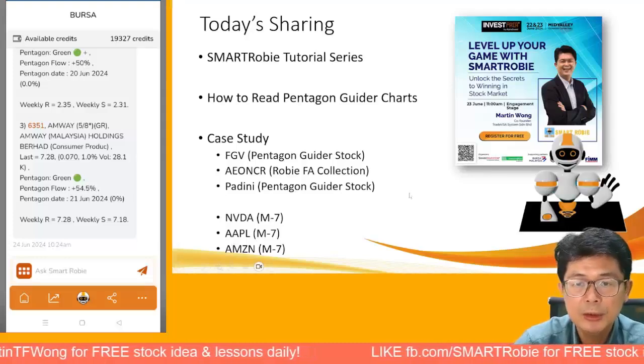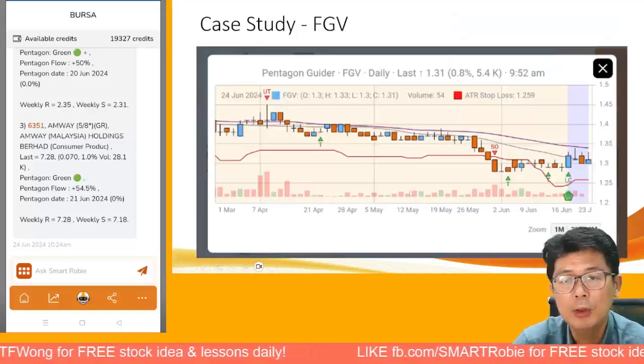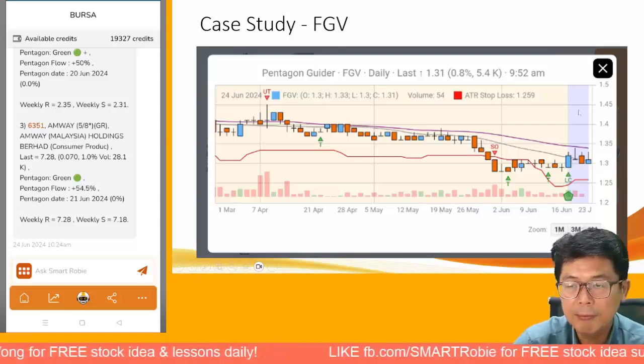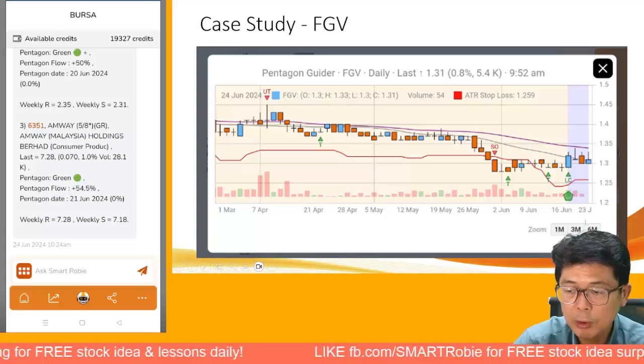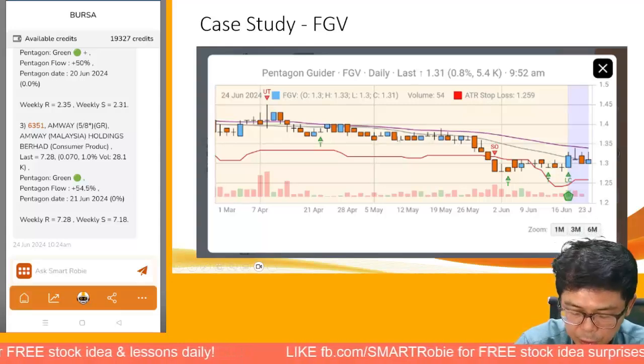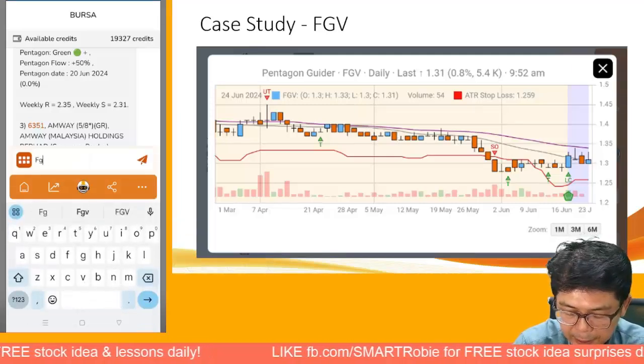So let's look into the chart reading side. We're going to help you. As you can see, we have FGV at the point that we have here, and just below here you have the 1 month, 3 month and 6 month chart. Typically I can just show you. Let me go to FGV.